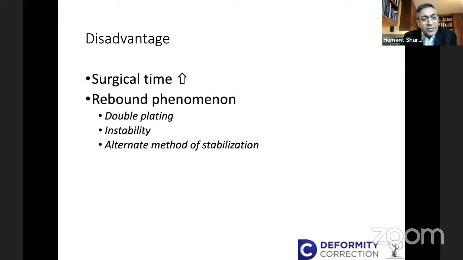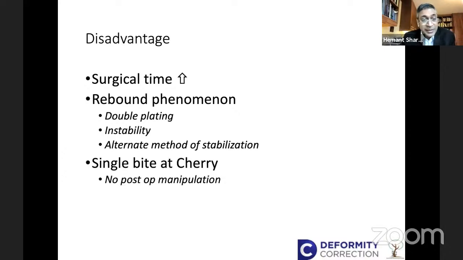So you need to look at it. Either you overcorrect it or use a double plating. Recently, I did a case where, despite correction on the table, I couldn't hold the correction, so I had to put in 2 plates, which can happen at times. You can only do it once. There is no option of post-operative manipulation. Therefore, please put all your effort into pre-operative planning, execution of the surgery and checking it, so that you do not have to do post-op manipulation. I have to say, despite all that, it sometimes does happen.